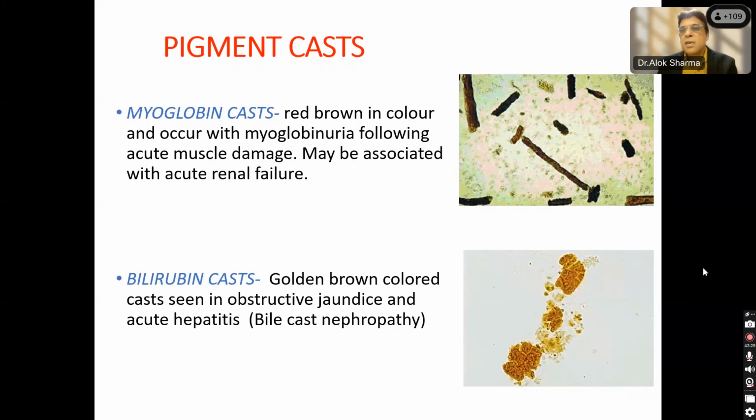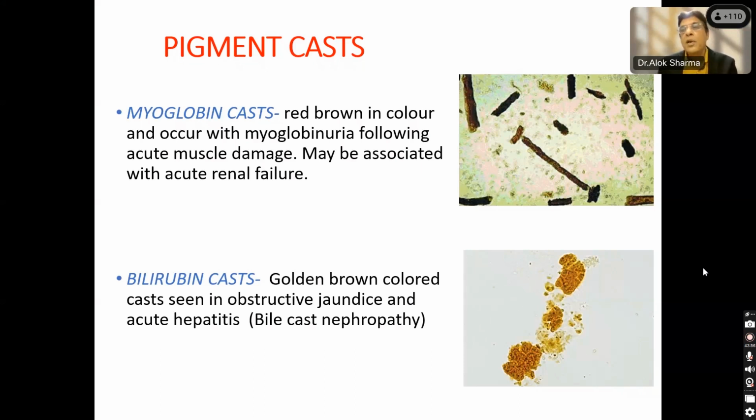Various drugs, prolonged exercise, and heavy unaccustomed exercise can give rise to myoglobinuria, and the myoglobin cast can be seen in the urine. Similarly, in patients who have renal dysfunction and liver failure, you can get bilirubin casts. These casts get stained by the bilirubin pigment and appear as golden brown colored casts. The moment you see them, you know that the patient has liver dysfunction, and they're commonly seen in obstructive jaundice, even in acute hepatitis.